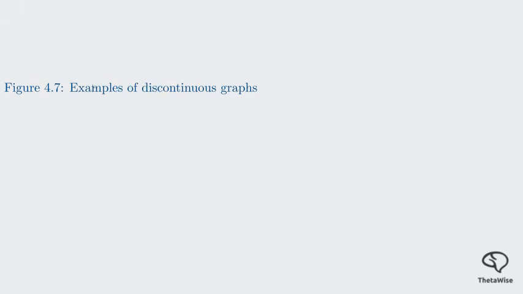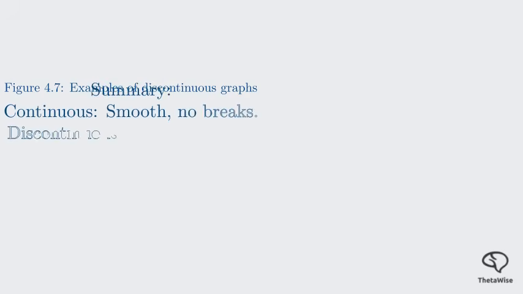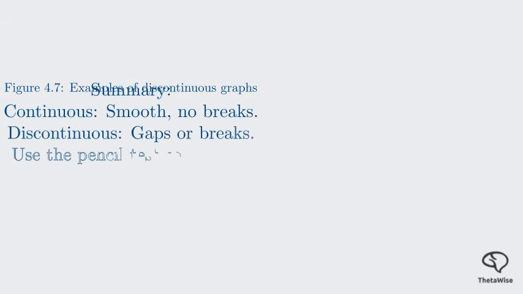In this scene, we've learned to distinguish between continuous and discontinuous graphs. A continuous graph is smooth with no breaks, while a discontinuous graph has gaps. You can now identify if a graph is continuous or not by using the pencil test.